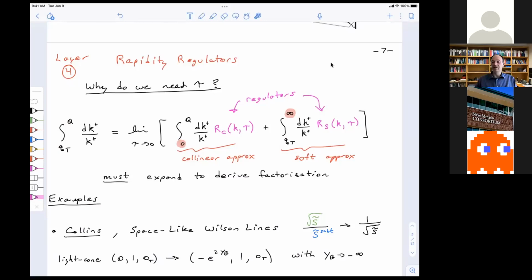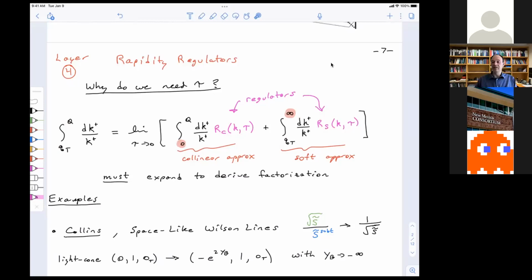So my magenta factors here are some regulator that I add to the integral. I call it R. It's going to be a function of the loop momenta k and this tau variable, and it's going to regulate this integral so it gives a finite expression. And I might have a different regulator in the collinear part and the soft part.